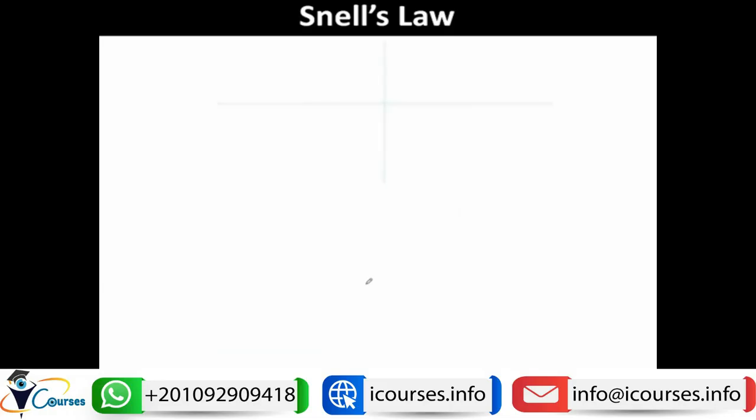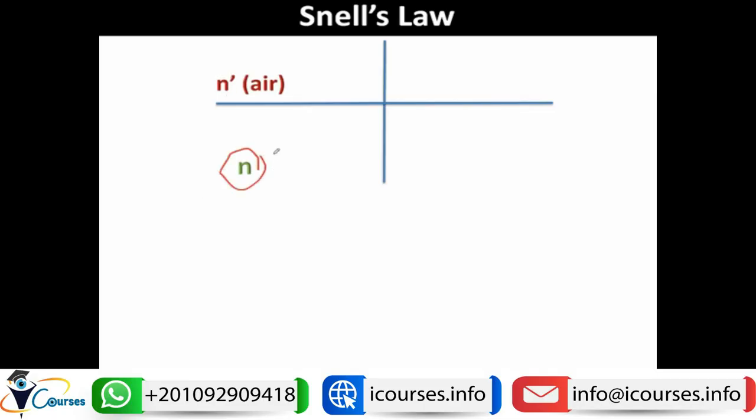Let's go back to Snell's law, which we all know. Let's have an application in which we will use the critical angle. We have here N, the refractive index of any material, and N dash, which is the refractive index of air. As we all know, the refractive index of air is 1, and this is the lowest refractive index of any material. So this material N is more dense than the air.